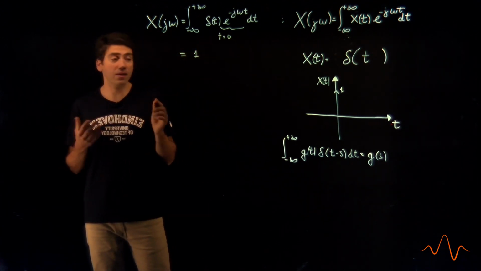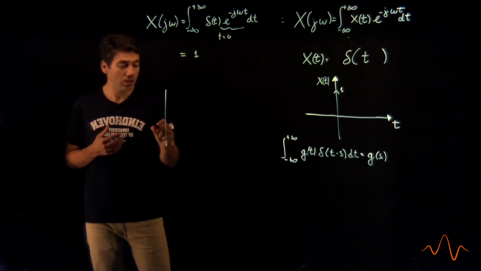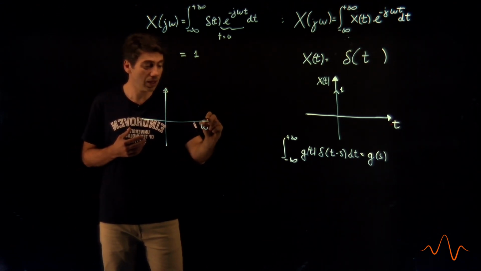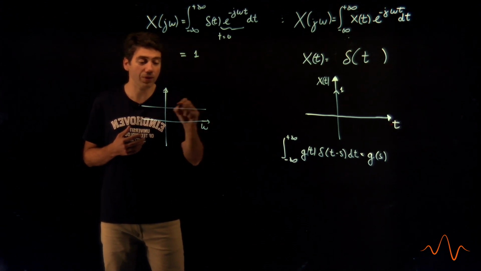And this basically means that if we were to plot the Fourier transform of a Dirac, it is simply a constant function equal to 1 for every frequency.